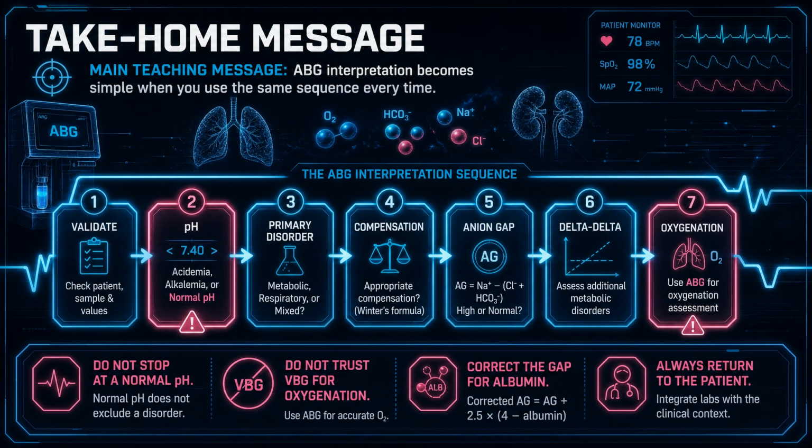The take-home message is simple. Validate pH, primary disorder, compensation, anion gap, delta-delta, and oxygenation. If you use that sequence every time, the interpretation becomes much more reliable. The most dangerous errors are stopping at a normal pH, trusting a venous gas for oxygenation, forgetting albumin correction, and ignoring the patient in front of you. The blood gas is data. The diagnosis comes from combining the data with the clinical story.